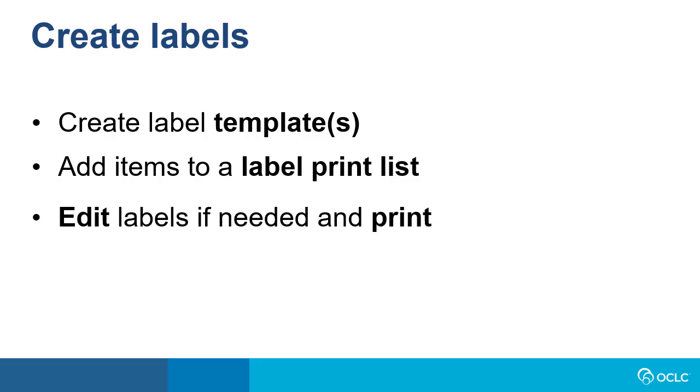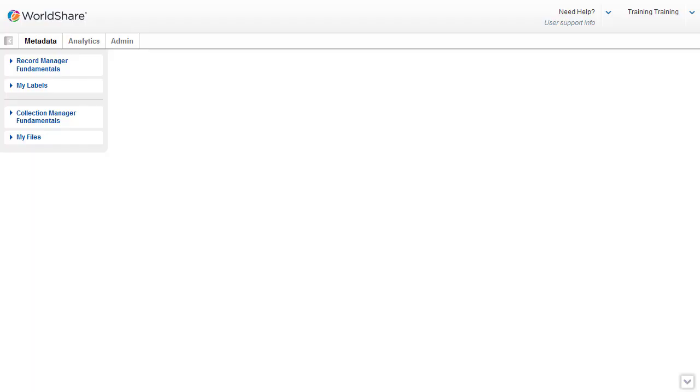Then, while viewing your label print list, you can select the template you want to use and make edits if needed, and finally print the labels. We'll go to Record Manager and go over each of these steps. So first, we'll take a look at label templates.